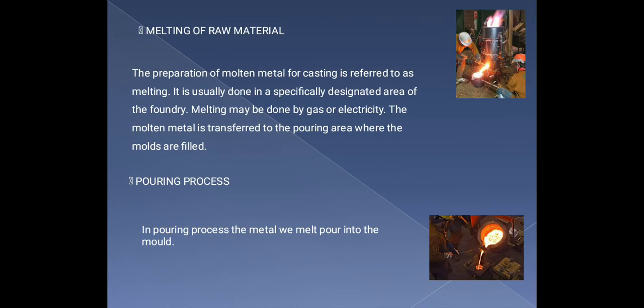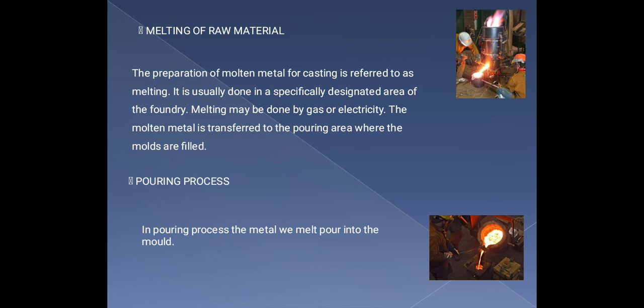Melting of raw material. The preparation of molten metal for casting is referred to as melting. It is usually done in a specifically designated area of the foundry. Melting may be done by gas or electricity. The molten metal is transferred to the pouring area where the molds are filled.